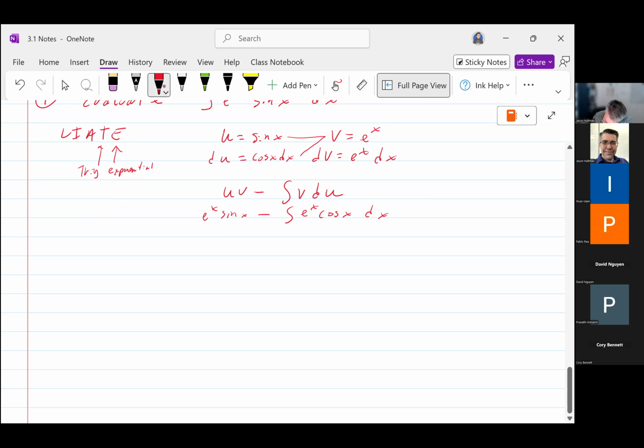So we're going to do this one more time. u is equal to cosine x, and then dv is equal to e to the x dx. v would be equal to e to the x, and now du is equal to negative sine x dx. Crisscross. So we've got uv, which is e to the x cosine x. Make sure that this is inside of parentheses because we already have e to the x sine x on the outside.